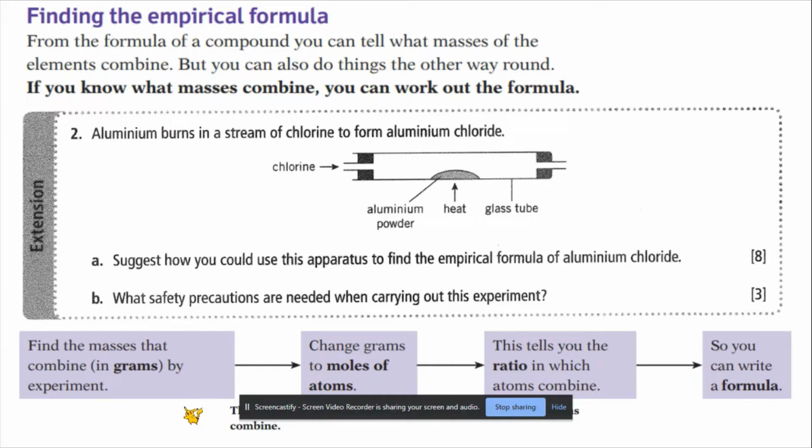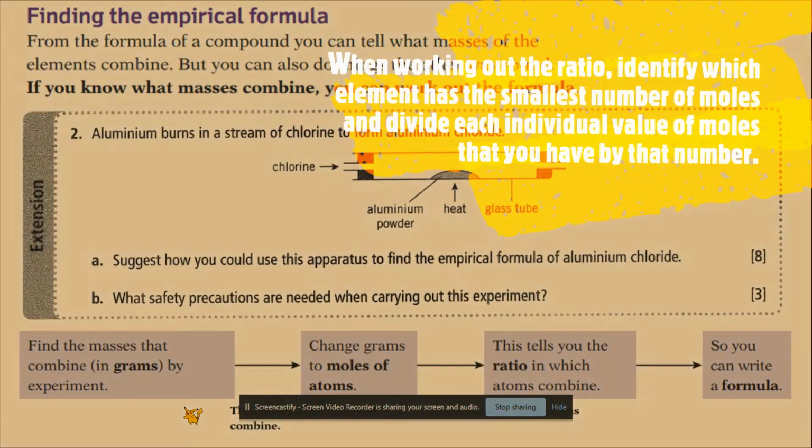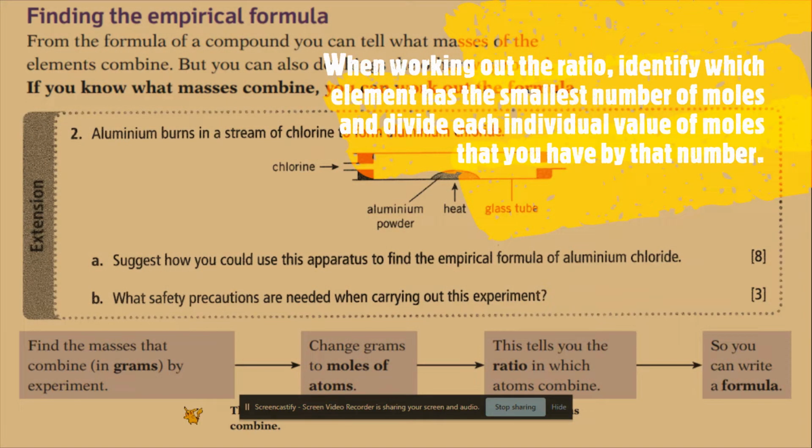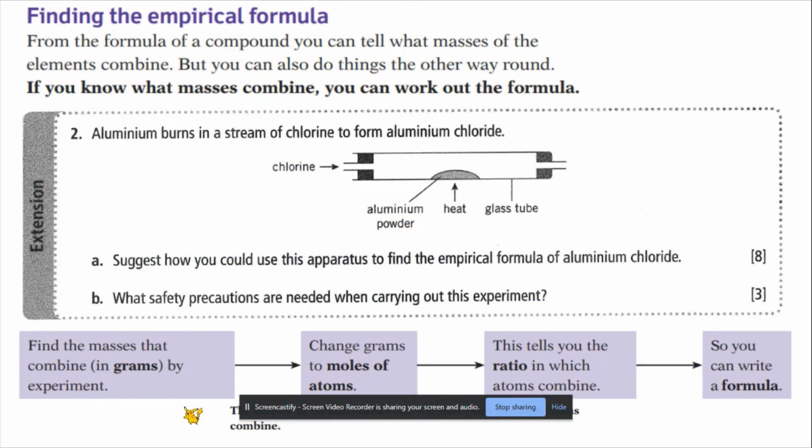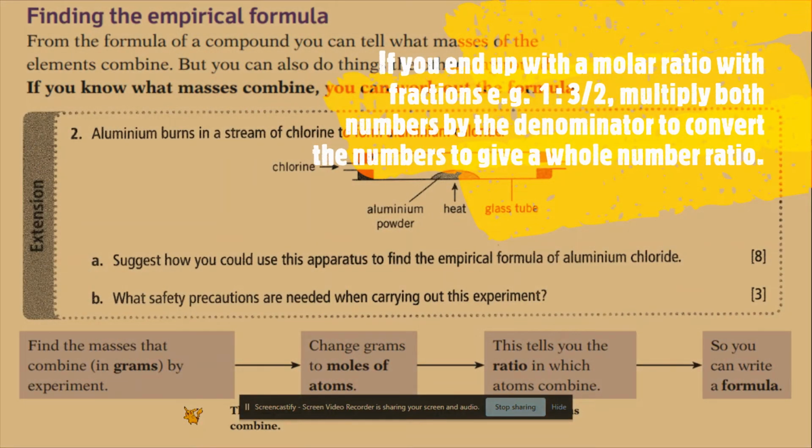Once you have changed your grams to moles of atoms, you can then figure out the ratio in which the atoms combine. There's a very easy, simple trick that you can do. You can divide your number of moles by whichever figure is the smallest number of moles. You then get a couple of numbers, and the smallest number will be 1. If you have any non-integer numbers, non-whole numbers, you'll have to do a quick sneaky multiplication to get rid of these fractions, and you just multiply everything.